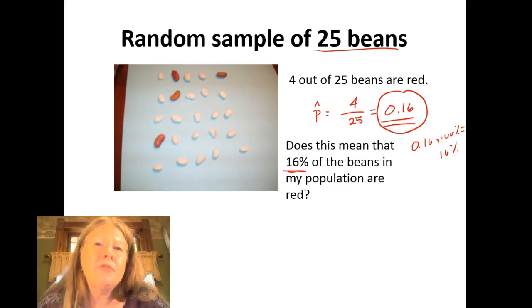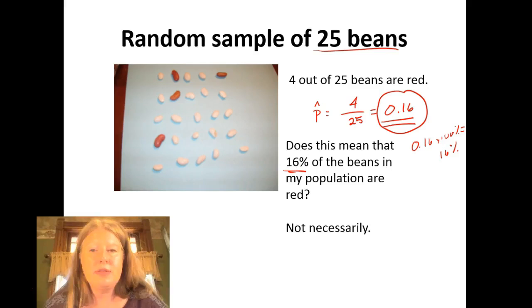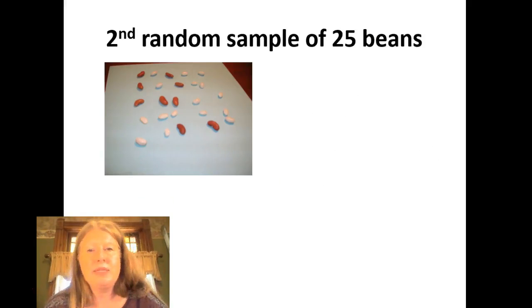So I've taken the sample of size 25 and I find that I have 4 red beans. Does this mean that 16% of the population must be red? Hopefully you're thinking not necessarily, and hopefully you're thinking again of sampling variability, that this is just one sample. We would need to know what we would see with other samples. Well, let's take a look.